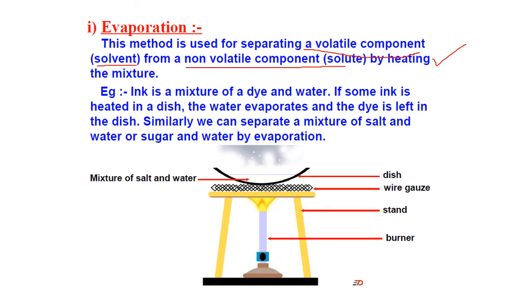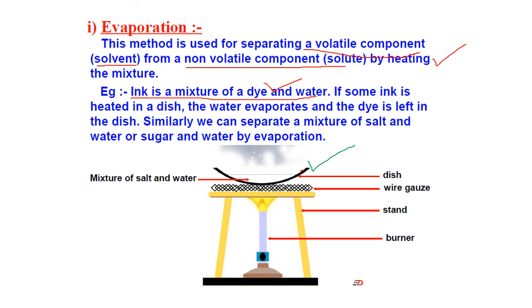For example, they have done an experiment with ink, which is a mixture of dye and water. So we need to separate the dye and the water. What they have done is they have taken some ink into a china dish. You can see this part. This is the china dish. You must have observed it in the laboratory also.